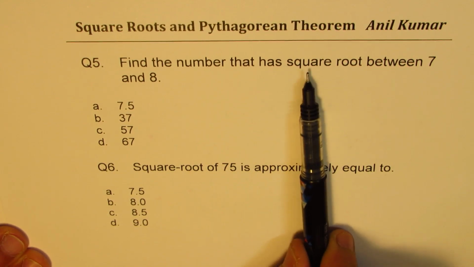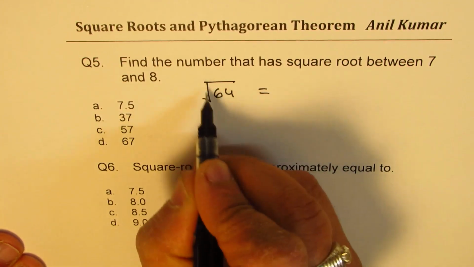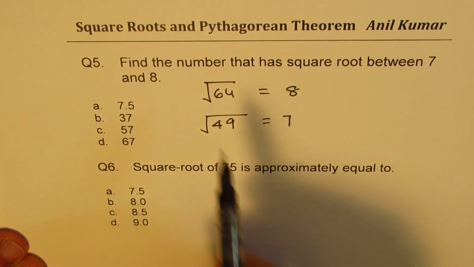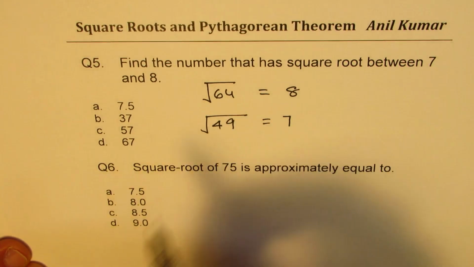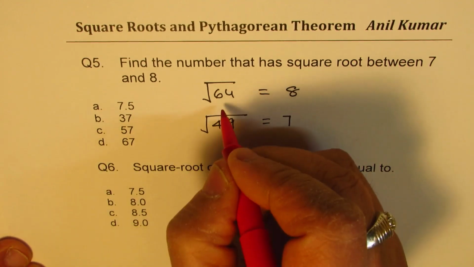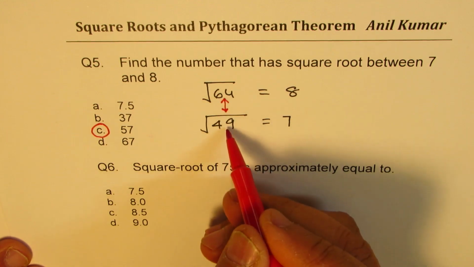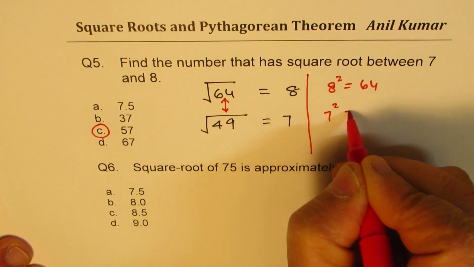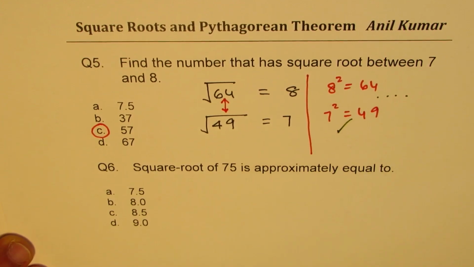Find the number that has square root between 7 and 8. So we know what is the square root of 64. Square root of 64 is 8 and square root of 49 is 7, right? So when we say a number whose square root is between 7 and 8, that means we are actually thinking about their squares, right? So any number which is between 64 and 49 will work for us. So in this particular list, we have 57, which is between 64 and 49, right? You could have seen it like this also. What is 8 square equal to? 64. What is 7 square equal to? 49. So we want a number in between, which is 57. So this is a better approach, correct? But you could adopt any one of these methods to find the solution.